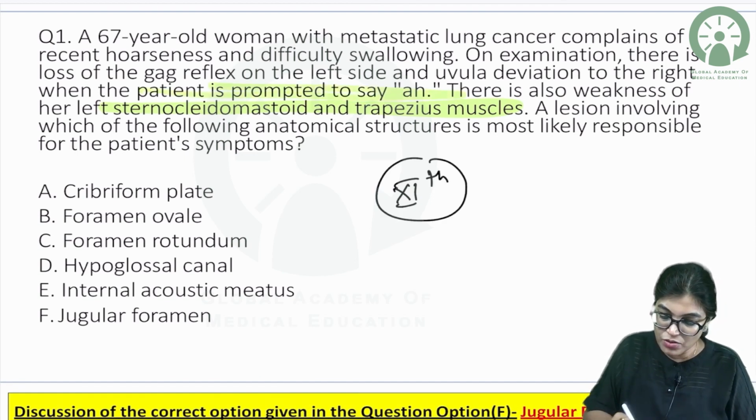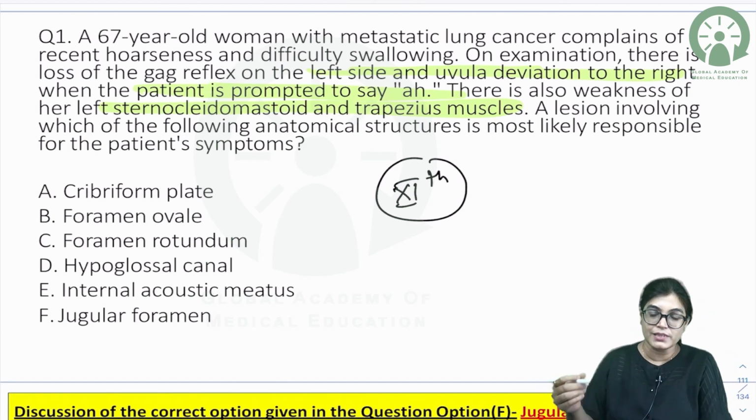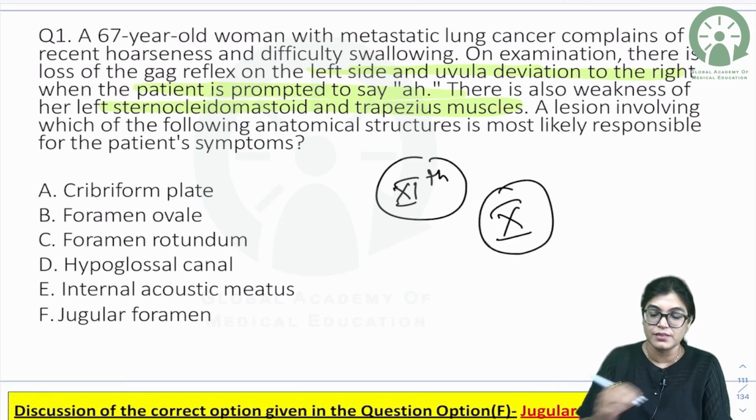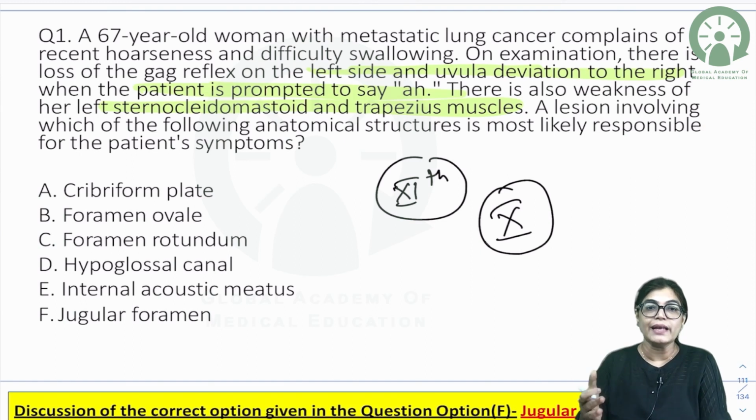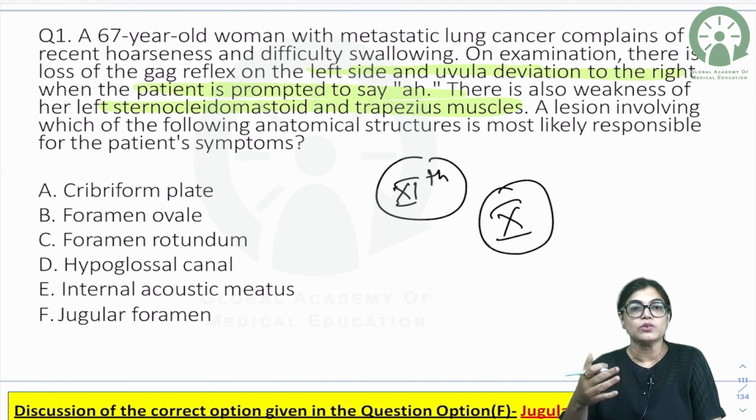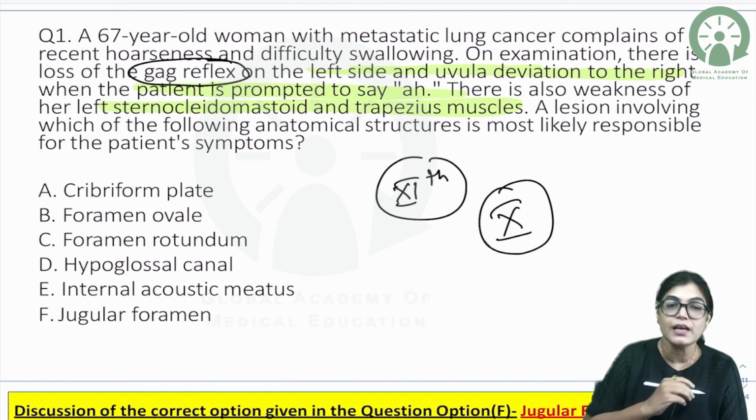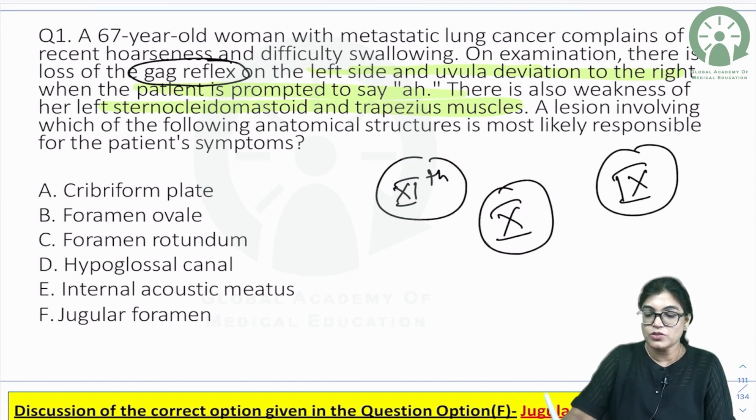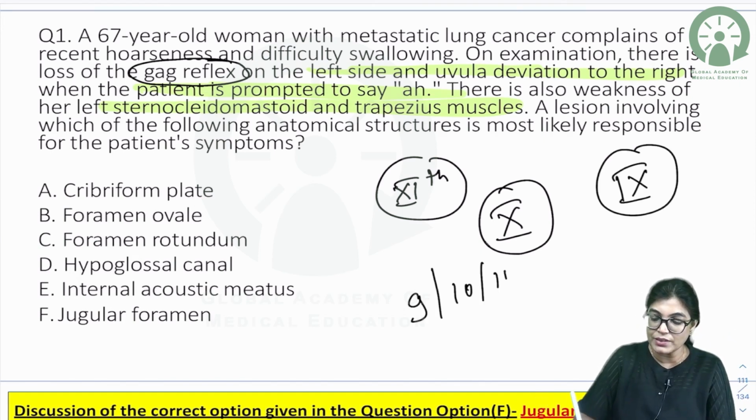Now, patient is not able to speak the word and uvula is deviated, which means pharynx, soft palate, all is involved, and we know that is supplied by vagus nerve. Okay, so 10th, 11th, and we also know that in case of gag reflex, the 9th cranial nerve is involved. So my dear, 9th, 10th and 11th cranial nerve is involved.